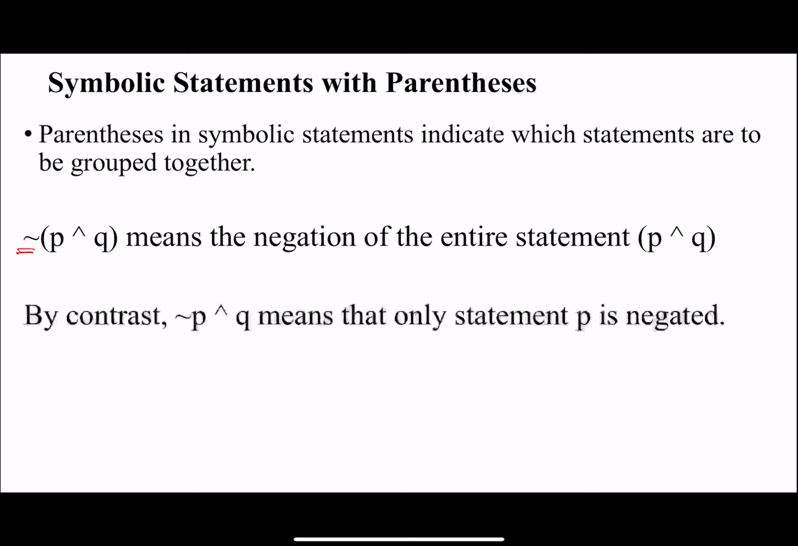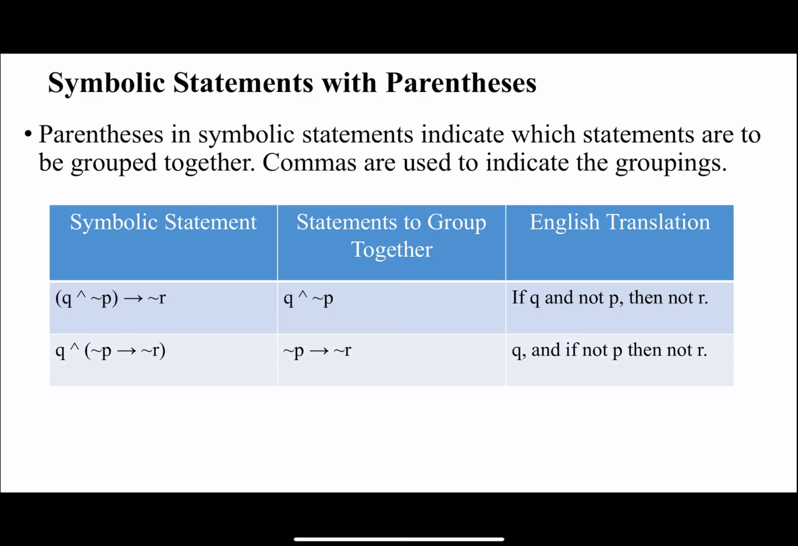If I remove the parentheses, what does it mean? It means just P is negated and I have not P and Q, right? So P is the only statement which is negated in this case. That is why parentheses are really important. They tell you what statements have been grouped together. When you are writing in words, commas are used to indicate the groupings. When you have a comma, whatever you have before is one group, whatever you have after the comma is a separate group.